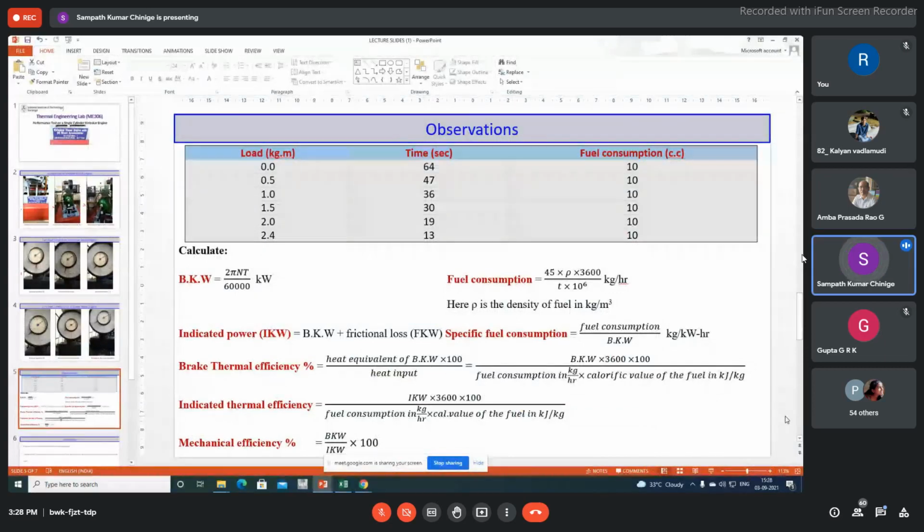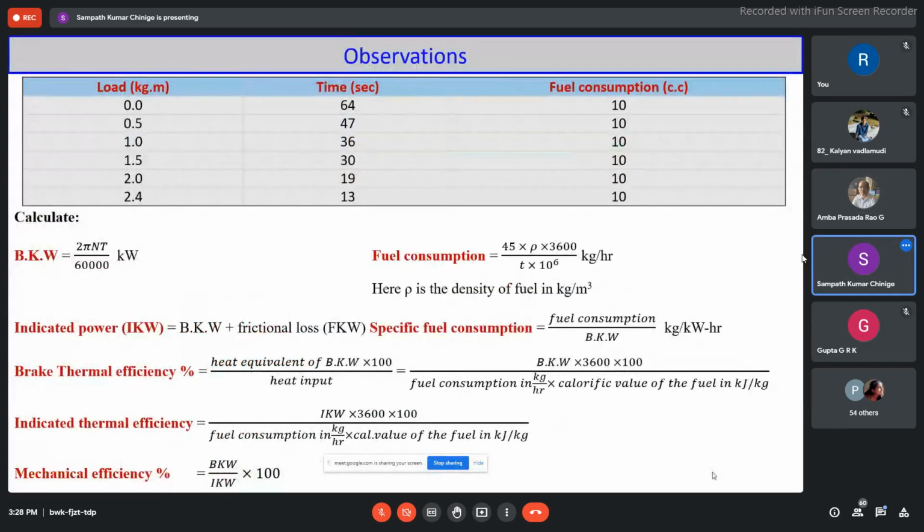I hope you have taken the reading, sir. Is that fine? Simply, they have to take a snapshot now. Yeah, correct, sir. Can anybody respond whether you have noted down or not?